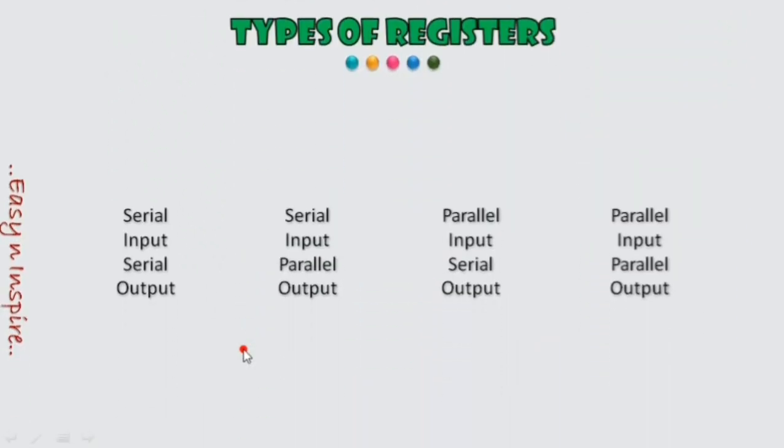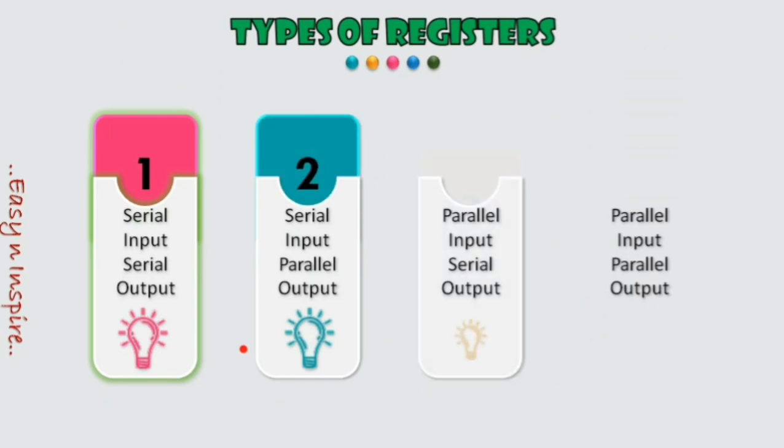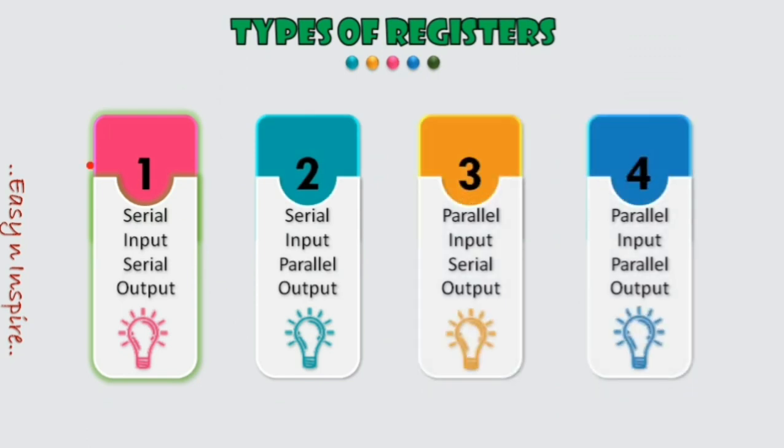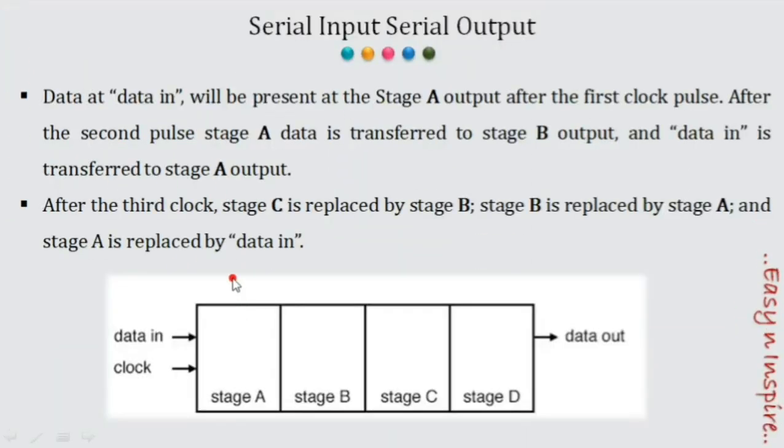In the previous class, we have seen what a register is, the need for a register, and different types of registers like all these four. In today's session, I am going to discuss the serial input and serial output register, the SISO register. Just go through this heading carefully: serial input and serial output.